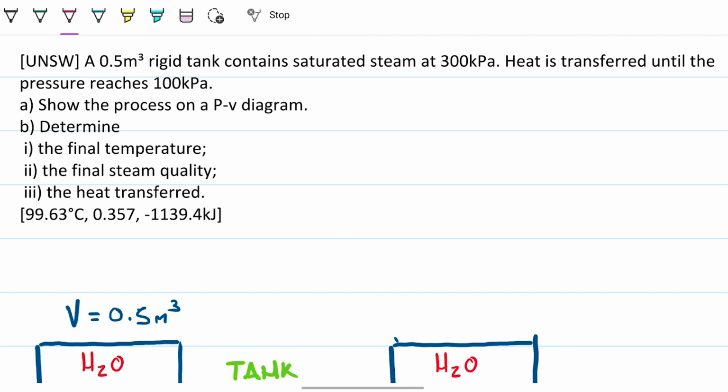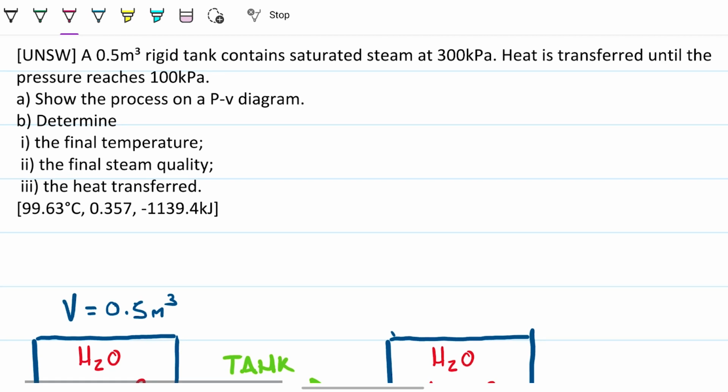So this is a problem from UNSW, and the problem statement reads: a 0.5 meter cube rigid tank contains saturated steam at 300 kilopascals. Heat is transferred until the pressure reaches 100 kilopascals. A. Show the process on a PV diagram. B. Determine the final temperature, the final steam quality, and the heat transferred.